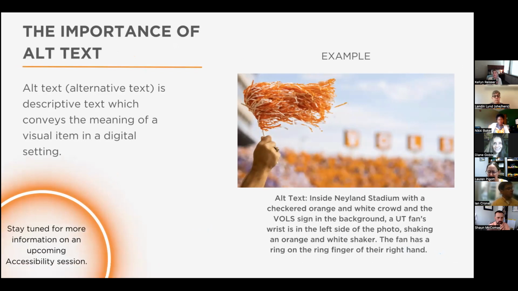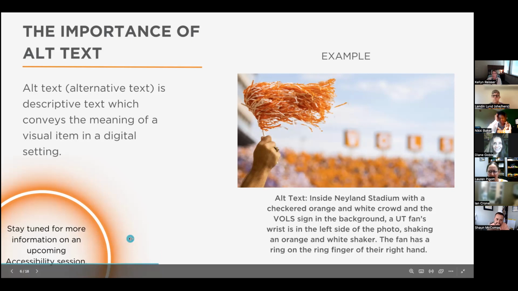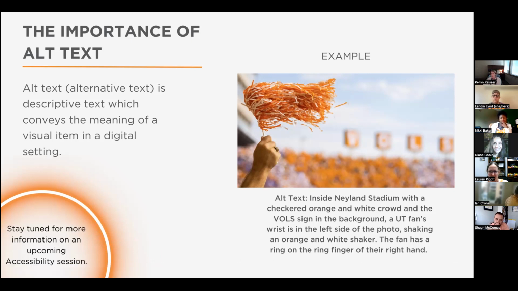Moving on to our next page is the importance of alt text. Every web page obviously looks better and more visually appealing if you have photos. Alt text, also known as alternative text, is descriptive text which conveys the meaning of a visual item in a digital setting. Throughout every web page there are photos, and so we like to include alt text to make it easier for those who may have difficulty navigating the page. I also mentioned over here that we will have more information on alt text in an accessibility session that's coming up at the end of our presentation.